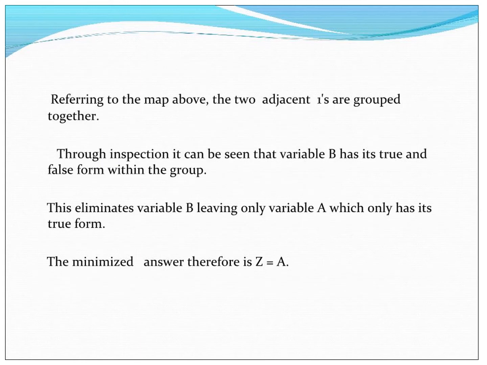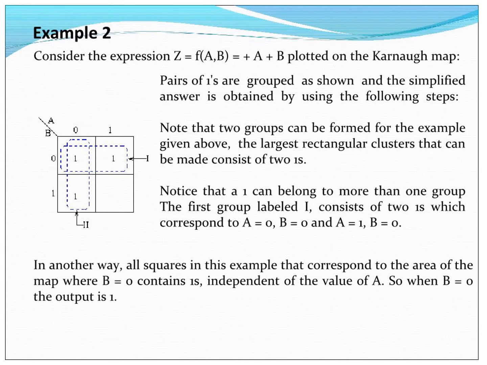Referring to the map above, the 2 adjacent ones are grouped together. Through inspection, it can be seen that the variable B has its true and false form within the group. This eliminates the variable B, leaving only the variable A, which has its true form. The minimized answer, therefore, is Z equal to A.